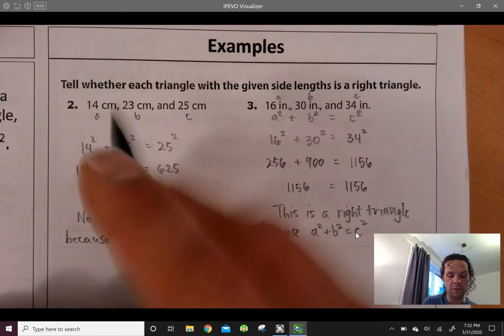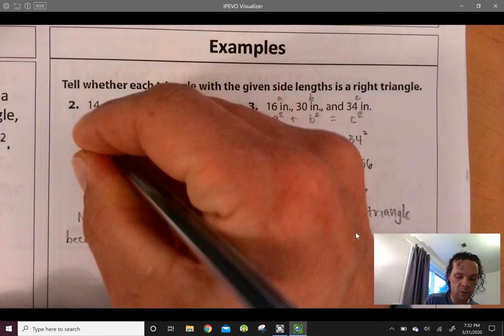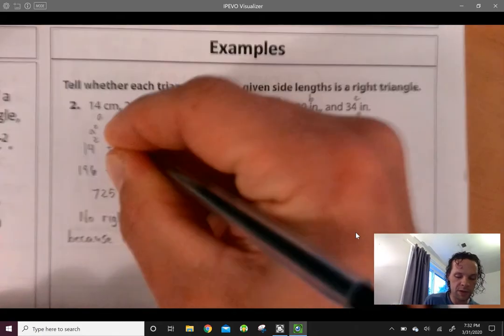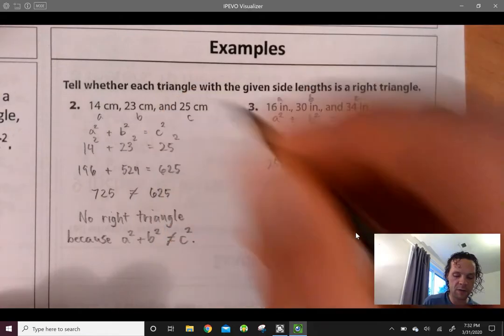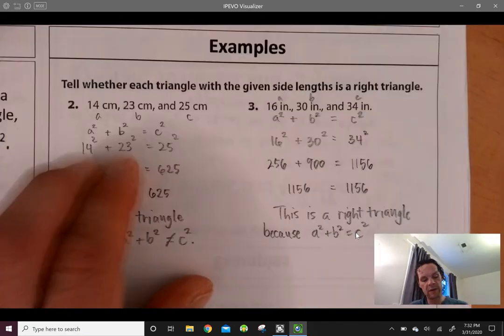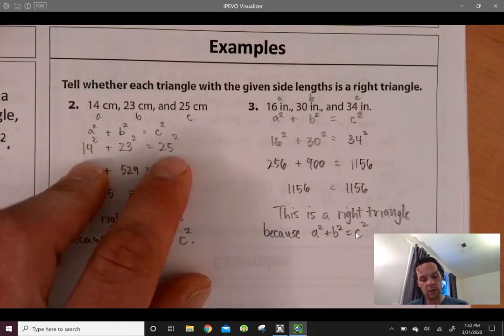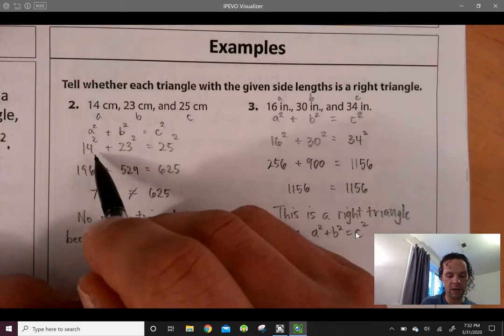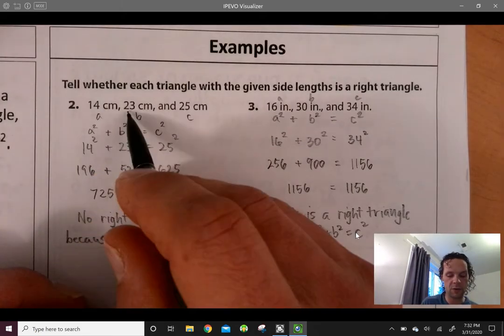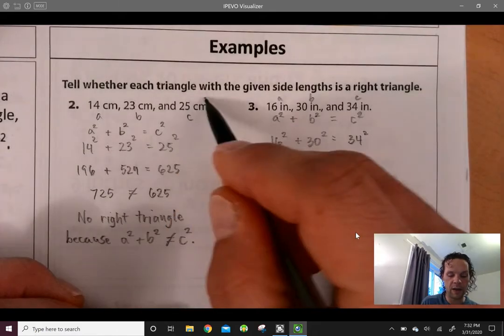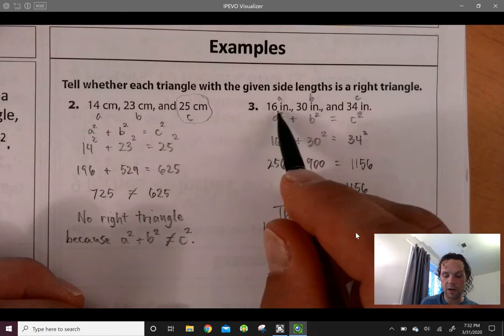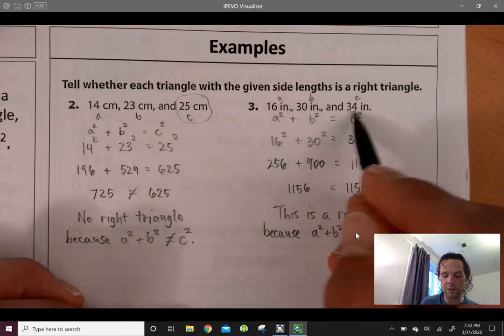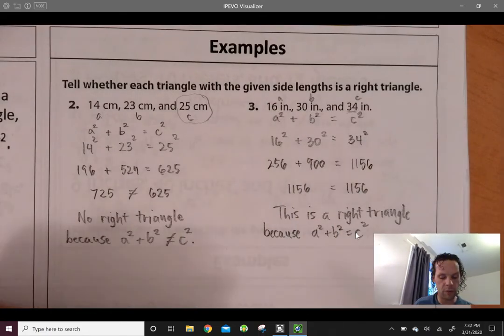So I'm going to use the Pythagorean theorem, right? A squared plus B squared equals C squared, the sum of the squares of the legs equals the square of the hypotenuse. Okay, let's check this out and see if it works. So 14, 23, and 25. Again, this one is C because it's the longest side. So over here, kind of same idea. Got to pick the longest one for C. That's really important to remember.